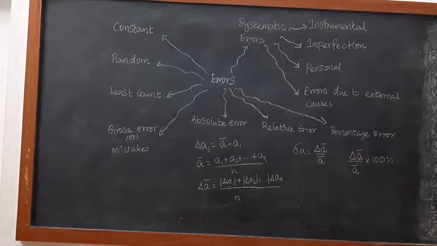And the next one is errors due to external causes. Suppose the temperature or pressure is varied, so that errors occur in that experiment. So in lower classes we may study Ohm's law, right? That Ohm's law holds at constant temperature only, right? If the temperature is varied, errors occur in that experiment.